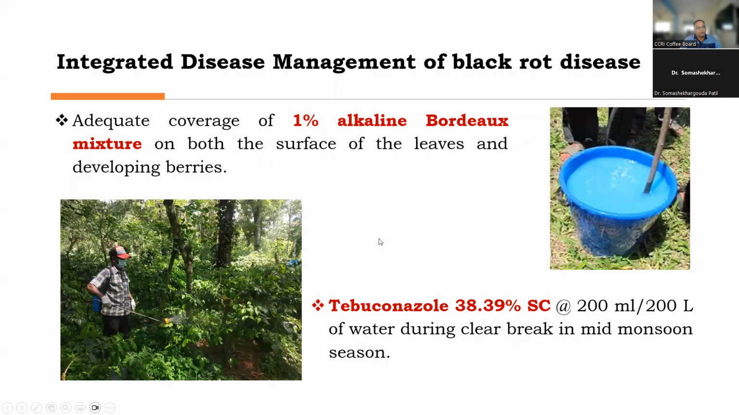And then, before the onset of monsoon, that is during the last week of May, we need to take a spray of 1% alkaline Bordeaux mixture, and we should take care that it covers both surfaces of the leaves as well as the developing berries.